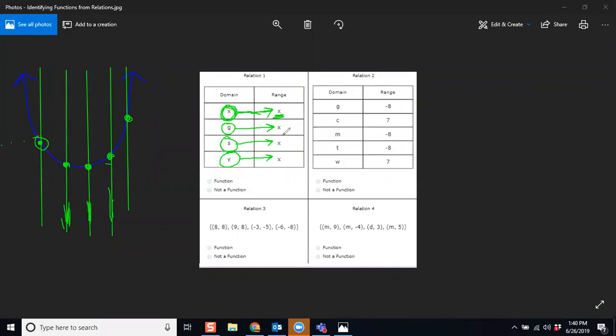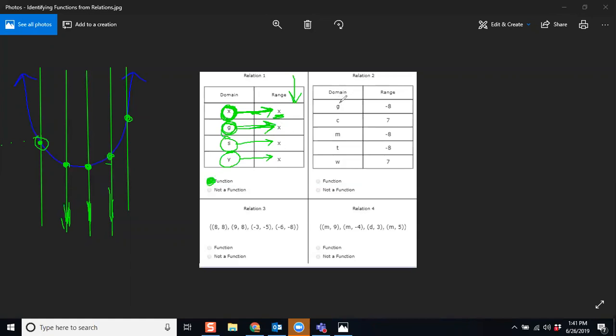Now, when I say one possible, it doesn't mean they always have to be the same in this column. The fact that these are all x's is not important. It does turn out that this is a horizontal line. That's why your range values are all the same. But as long as this value only leads to one answer, and this value only leads to one answer, that's what we're looking at. So this one is a function.